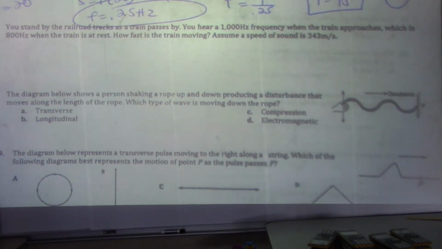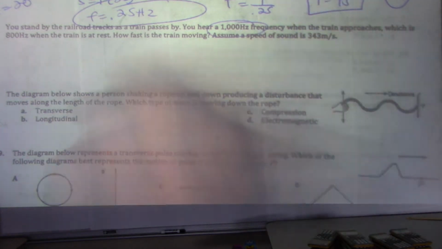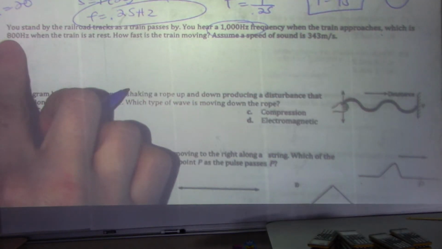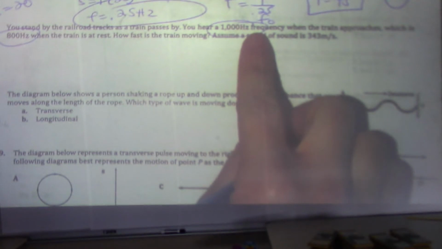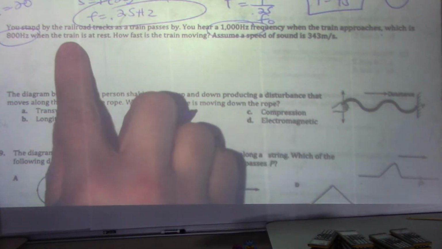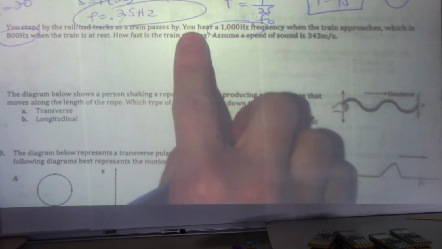Right, you stand by the railroad tracks as a train passes by. You hear 1,000 frequency while the train approaches, and 800 when the train is at rest. So while it's at rest, that's the true frequency or the source frequency. This right here is the observed frequency, what I hear. My source is the train, and you are the observer.